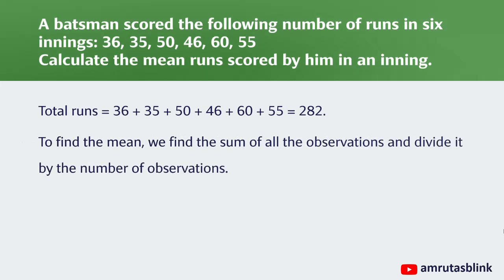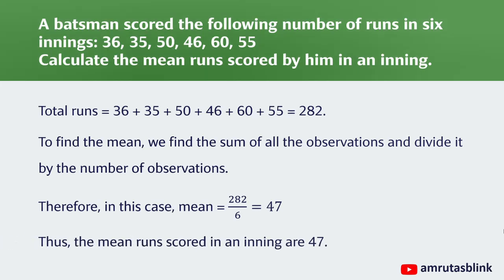So to find out the mean, we need to find out the sum of all observations and we need to divide it by the number of observations. So in this case, mean is equal to 282 divided by 6, that is 47. And hence we can say the mean runs scored by him in that inning is 47.